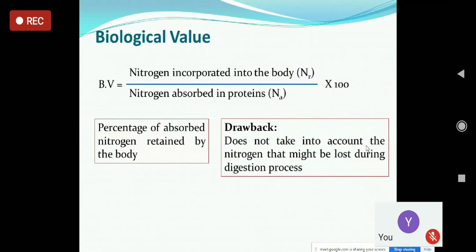There is another term to evaluate the quality of the protein, and it is biological value. The formula for biological value is nitrogen incorporated in the body divided by nitrogen absorbed from proteins, multiplied by 100.